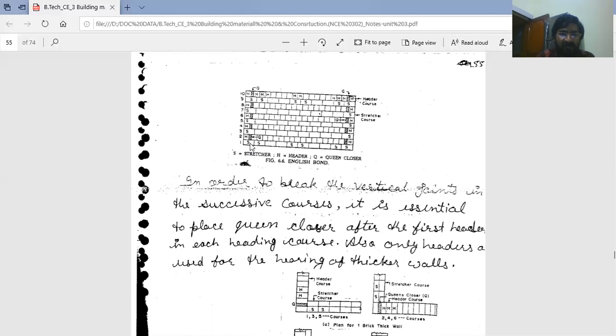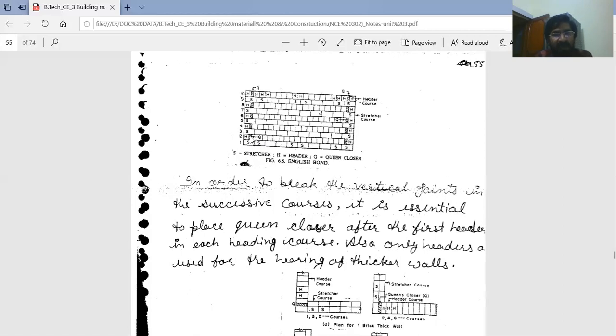This is the stretcher course in the first course, and the second course is the header course. In the first course all bricks are laid as stretchers, and in the second course all bricks are laid as headers. Then comes a stretcher course, after that a header course, and this is the queen closure after the first header.